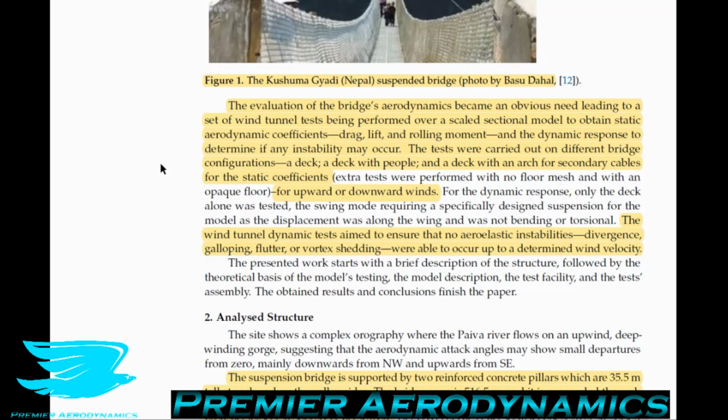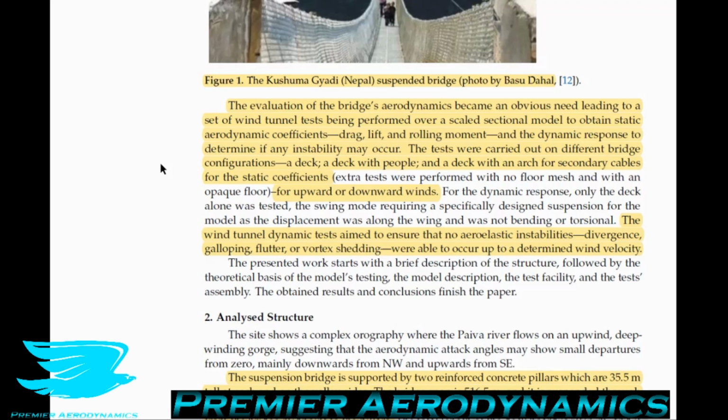So the dynamic response is how the bridge is responding over time, and whether these responses amplify, and then the amplitude of these displacements of the bridge grow to the point where it becomes unsafe. It could break. So these tests were carried out on different bridge configurations.